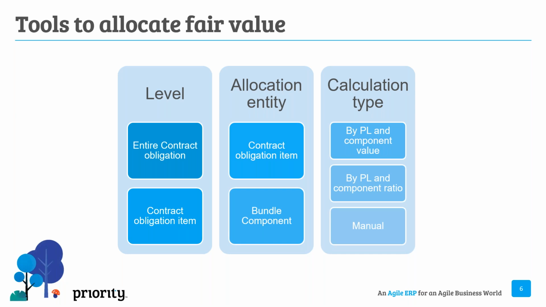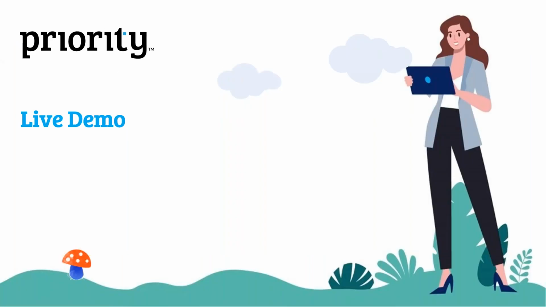One type of calculation is the ratio of the main component price on the price list to the entire contract value, and the remainder. The other type of calculation is that we have all the components on the price list, and fair value is the ratio between the components of the contract obligation. We will see these calculation types in our demo. So now it's an excellent time to shift to the demo.